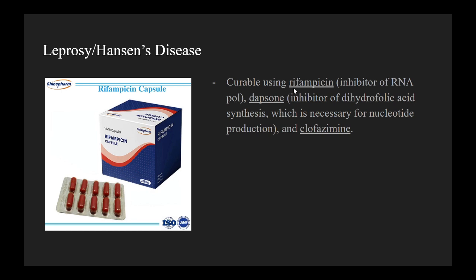So we use rifampicin. This is an inhibitor of RNA polymerase, right? So that'll stop the bacterium from doing transcription and transcribing its genes. And then we also have dapsone, which inhibits what's called dihydrofolic acid synthesis. And this dihydrofolic acid is a precursor that's necessary to create nucleotides, which means that if you use dapsone, then the bacterium is going to have a hard time making new mRNA, and it's going to have a hard time making new DNA to replicate as well. And then clofazimine is another drug that's used here.